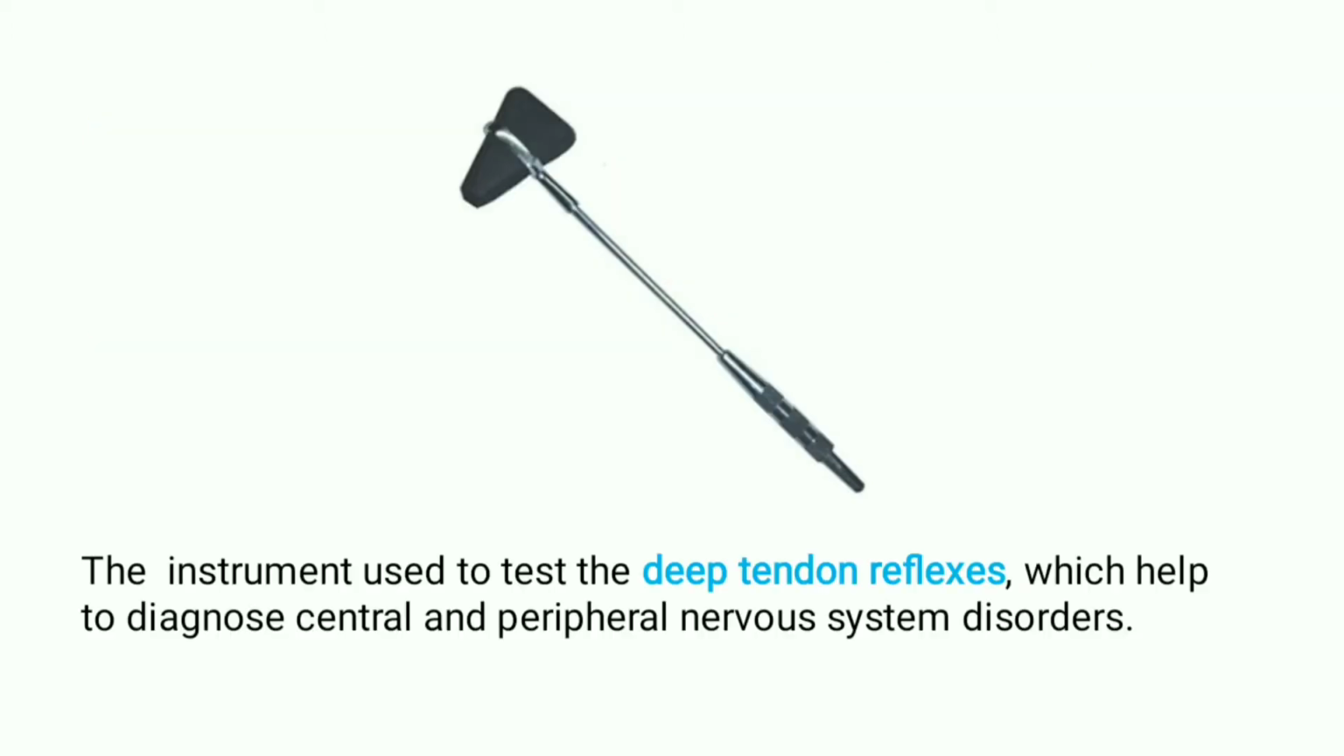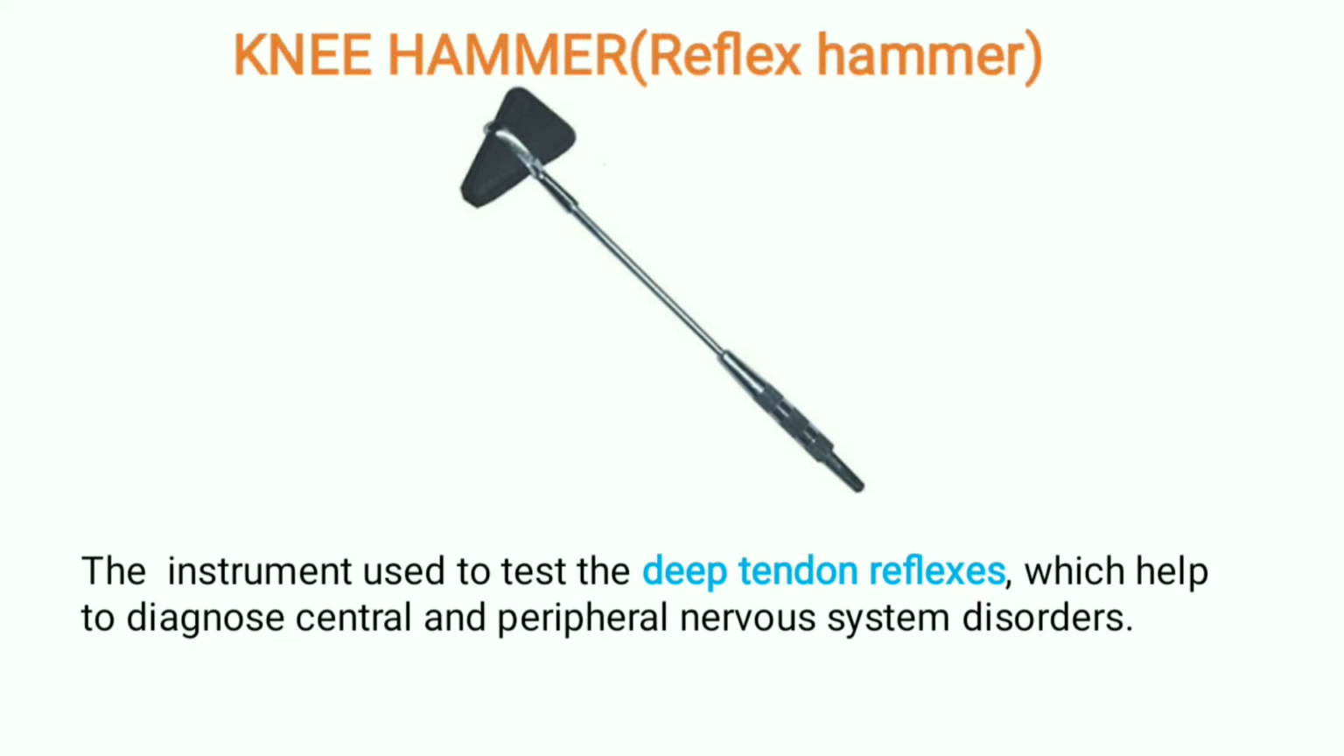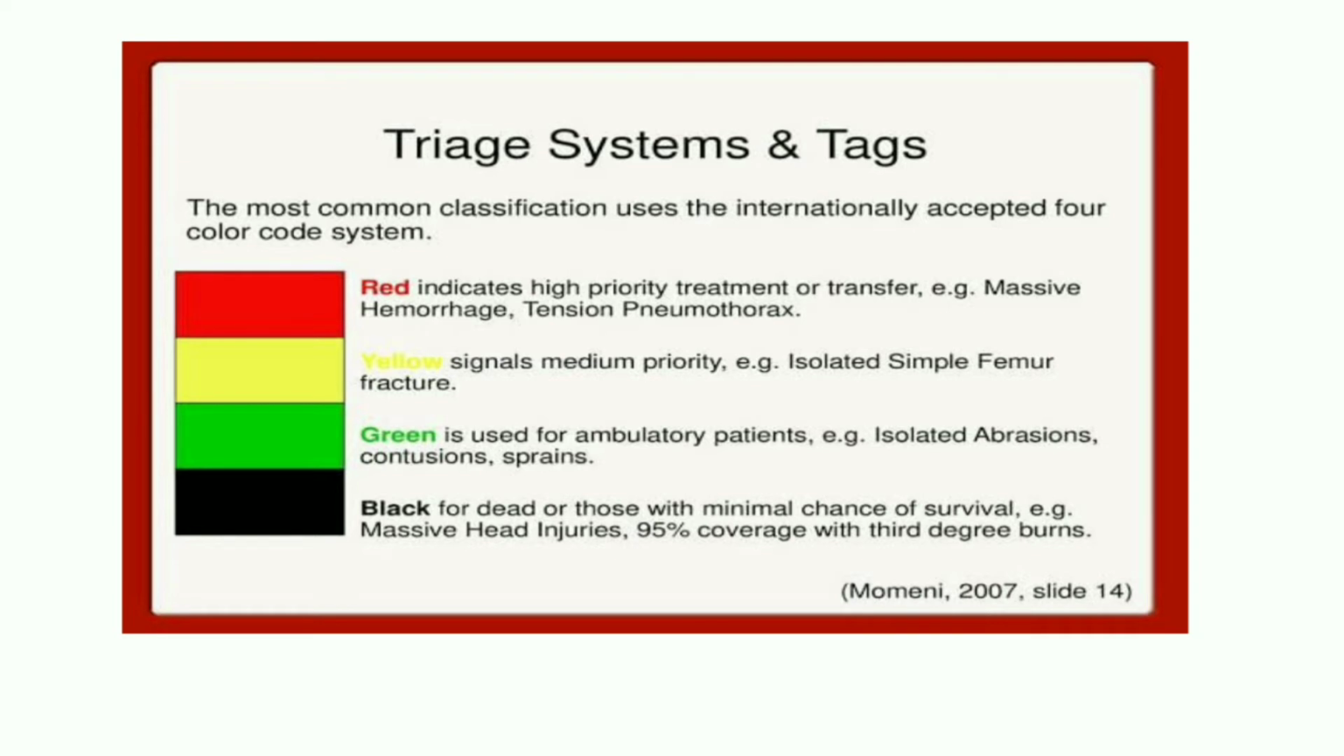Next question. Name the device shown in the picture. Right answer is knee hammer or reflex hammer. This is the instrument used to test the deep tendon reflex, which helps to diagnose central and peripheral nervous system disorders. We can see the next image.